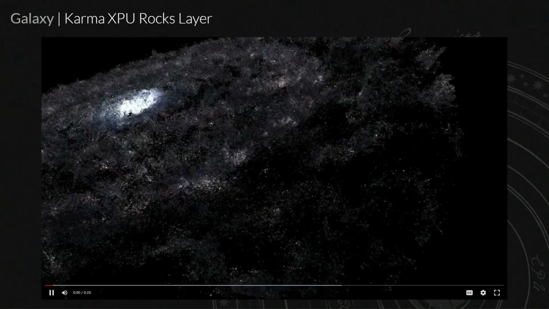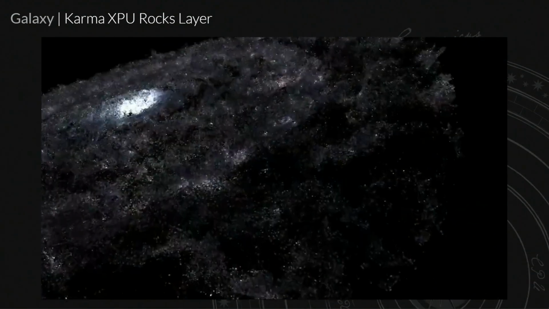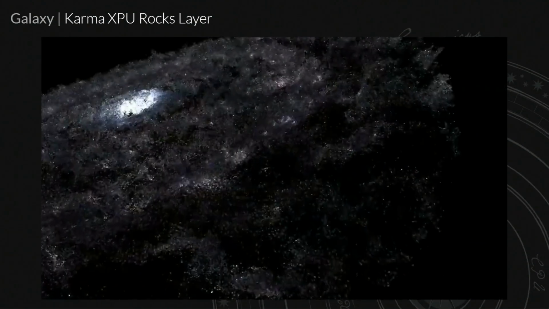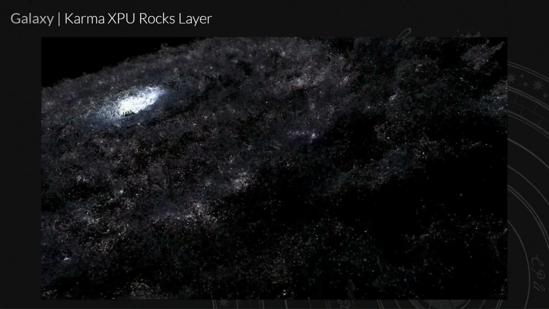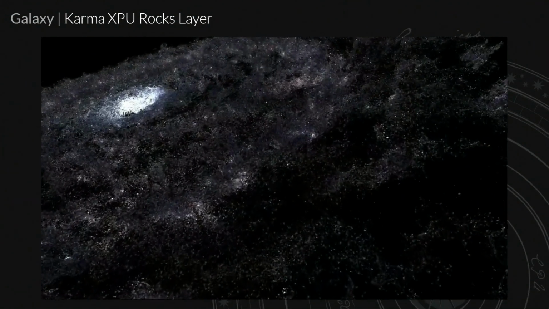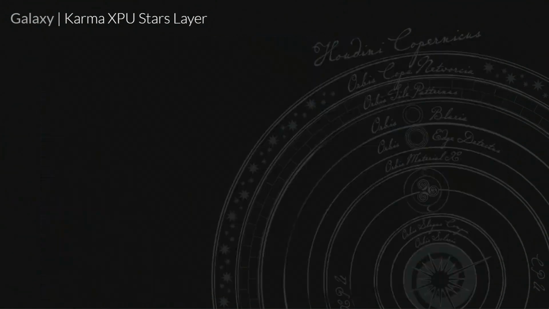Then we have the different layers. So this is the rock layer. Just a very small basic model of a rock that is being instanced across all the points with different p-scale, different orientation. And also there's a little bit of animation in the rotation of the rocks to catch some glint and some specular highlights here and there.